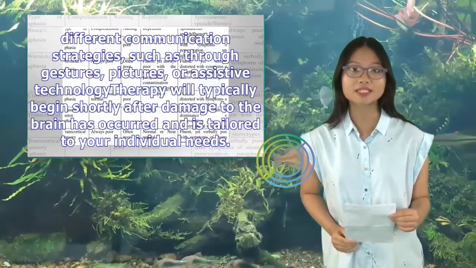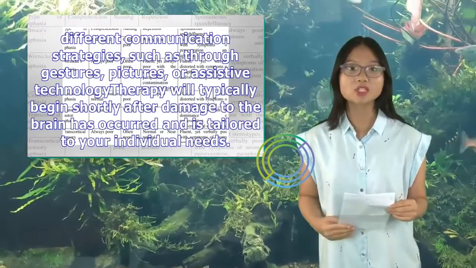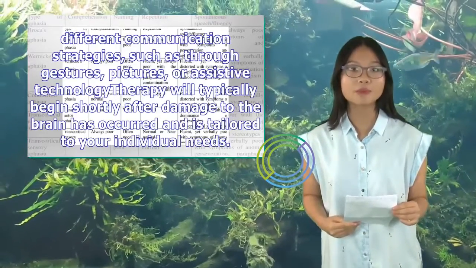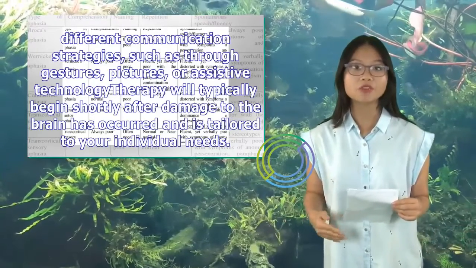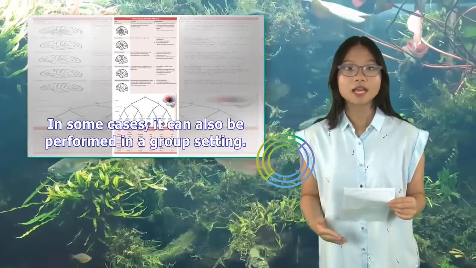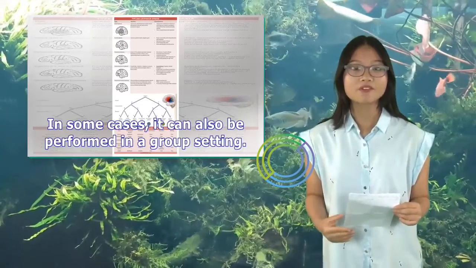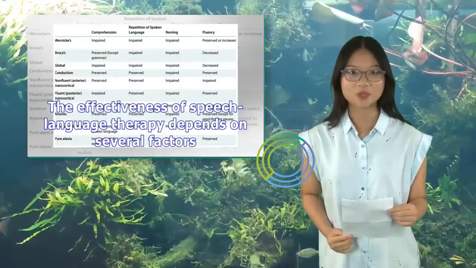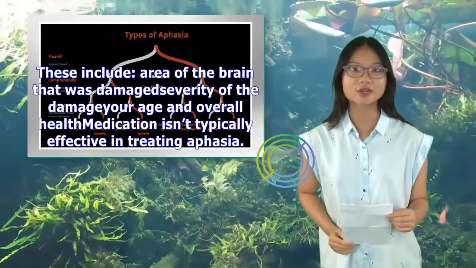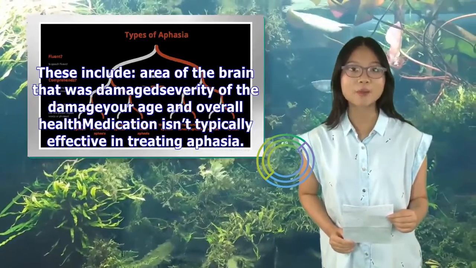It also teaches different communication strategies, such as through gestures, pictures, or assistive technology. Therapy will typically begin shortly after damage to the brain has occurred and is tailored to your individual needs. In some cases, it can also be performed in a group setting. The effectiveness of speech-language therapy depends on several factors. These include area of the brain that was damaged, severity of the damage, your age, and overall health.